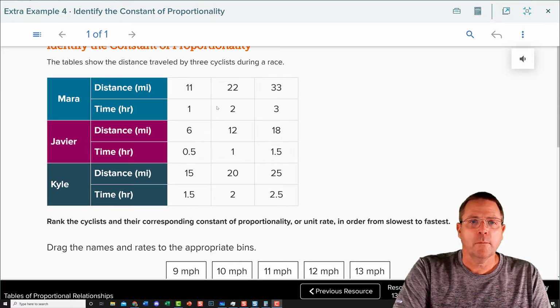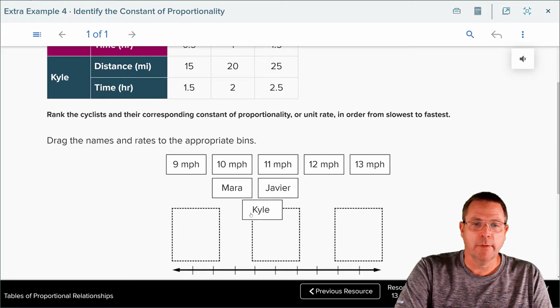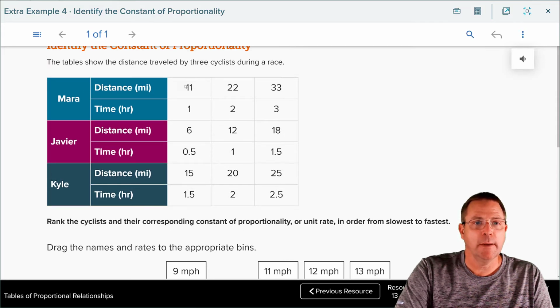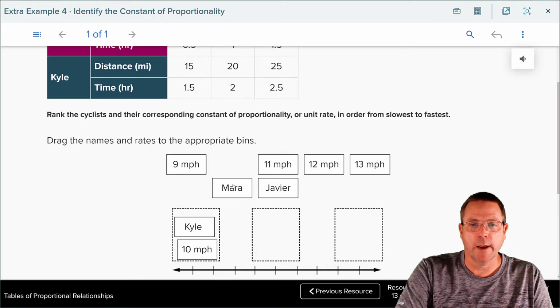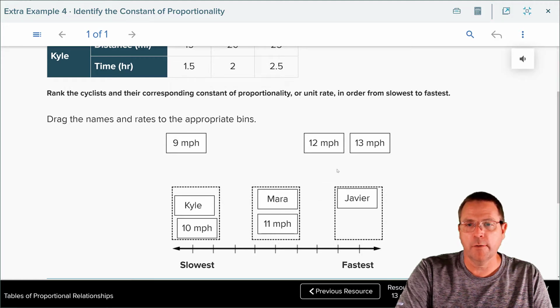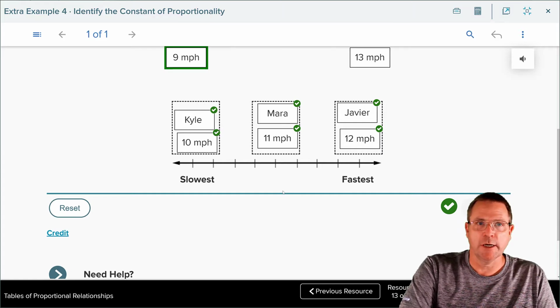Alright, let's look. We had 11 to 1, 12 to 1, and we simplified the 20 over 2 to be 10 to 1. That means Kyle had the slowest rate, which we're going to put here, and he was going 10 miles per hour because it's 10 miles per 1 hour. The next slowest is going to be Mara at her 11 miles in 1 hour. So we're going to put Mara here and put 11 miles per 1 hour. And then the fastest is going to be Javier at 12 miles per hour. We're going to put Javier in the fastest spot, put 12 miles per hour, check our answer. Everything checks. Good job.